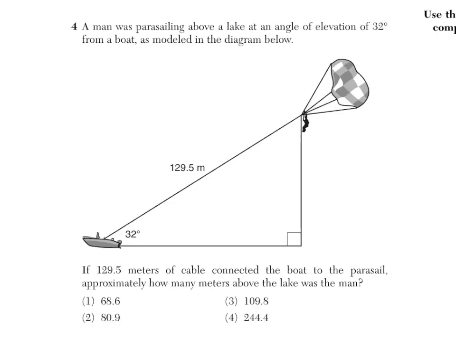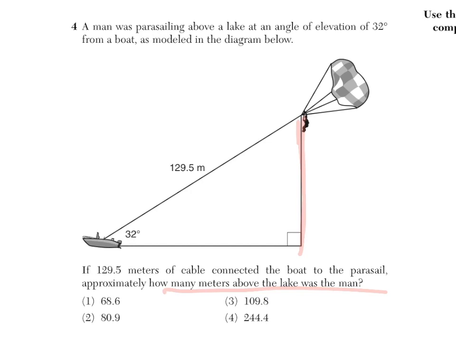Let's take a look at question number 4. It says a man was parasailing above a lake at an angle of elevation of 32 degrees from a boat, as modeled in this diagram right here. If 129.5 meters of cable connected the boat to the parasail, approximately how many meters above the lake was this man? So that's our objective right now. We need to figure out how many meters above the lake was this guy.